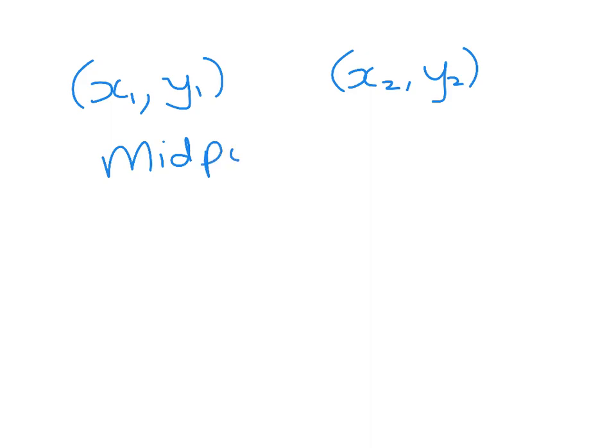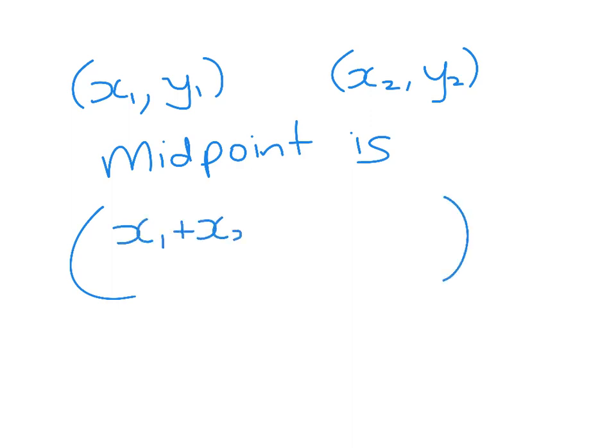And that's this. If we've got 2 points, and we're going to label them like this, x1, y1 and x2, y2, then the midpoint of the line segment joining those 2 points is going to be this. The average of the x values and the average of the y values.